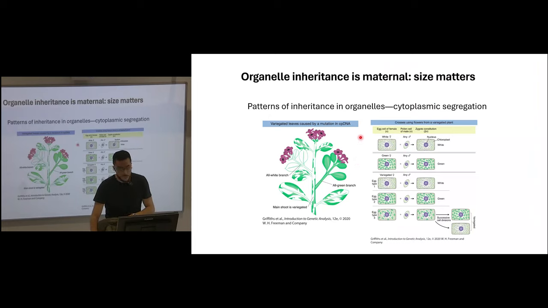Okay, so that's all the simple inheritance that we saw. Now the complex stuff. There's a few other modes of inheritance that happen. For example, incomplete dominance. So we have complete dominance, which is the one where one allele dominates over the other one. We have also incomplete dominance.